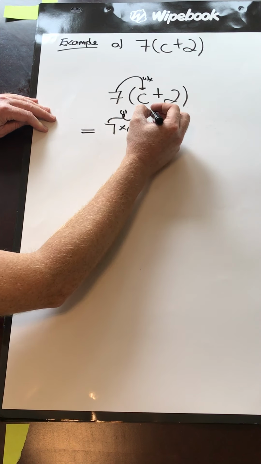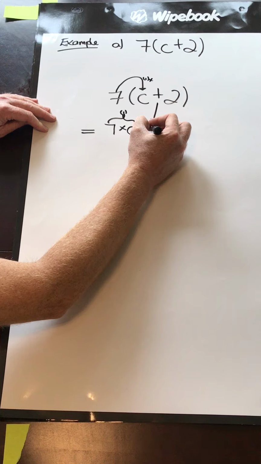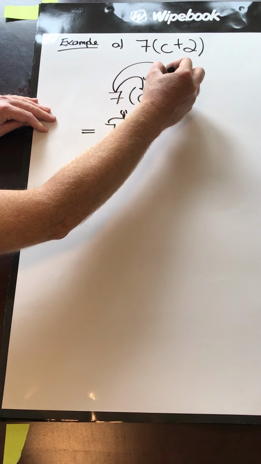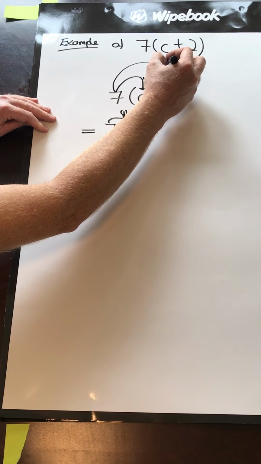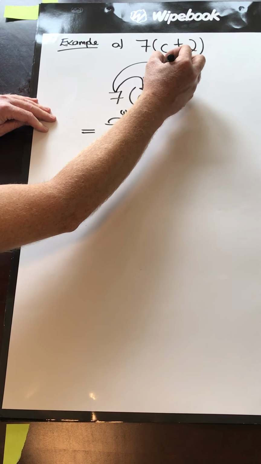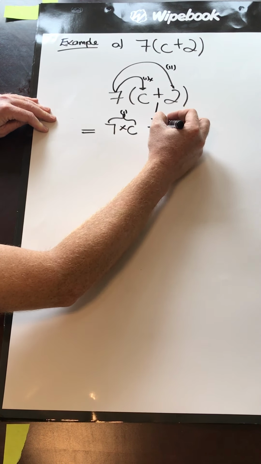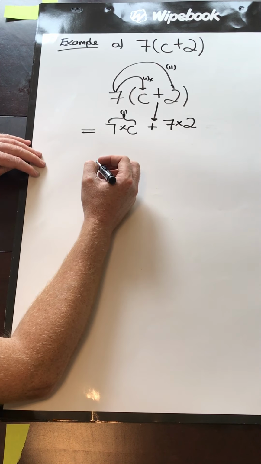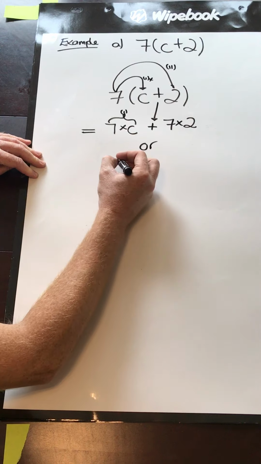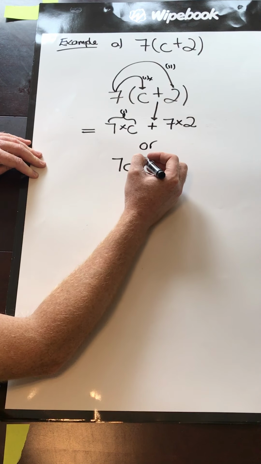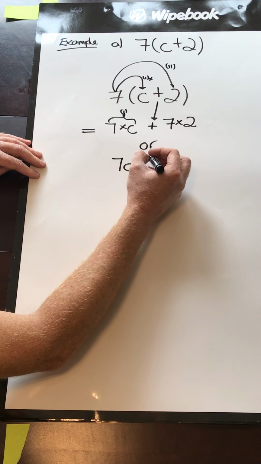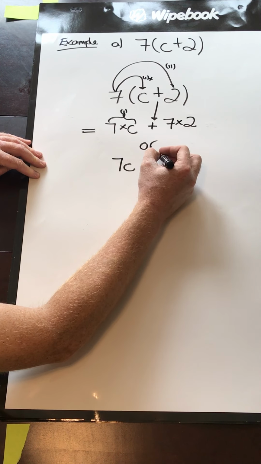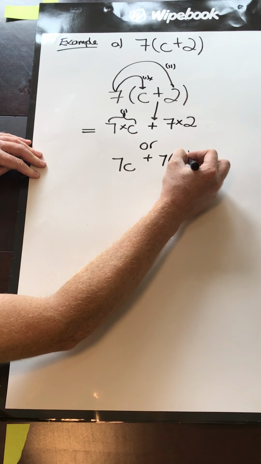Then I'm going to put the plus sign down here. Then I'm going to take the 7 and multiply into the brackets again, times the 2. So I have 7 times 2. Some of you will write it as 7c, or it will be shown that way in your textbook or in questions, or as 7 times 2.